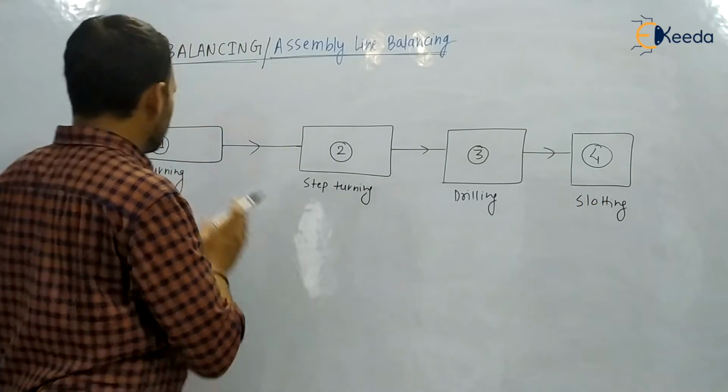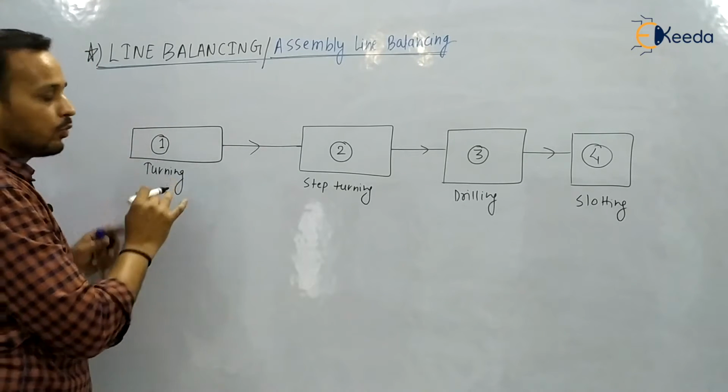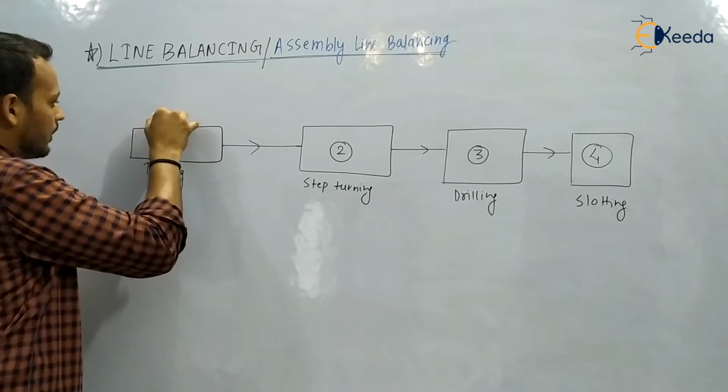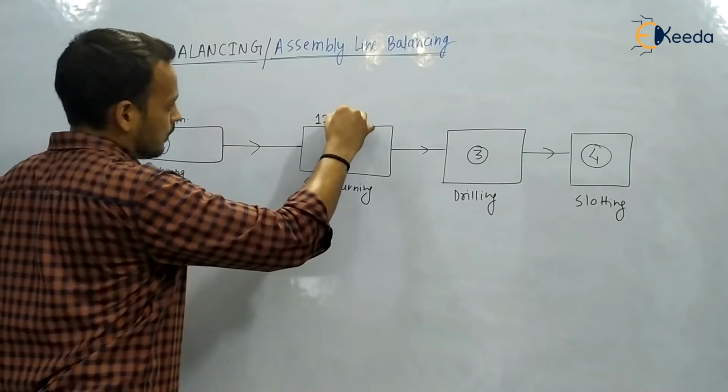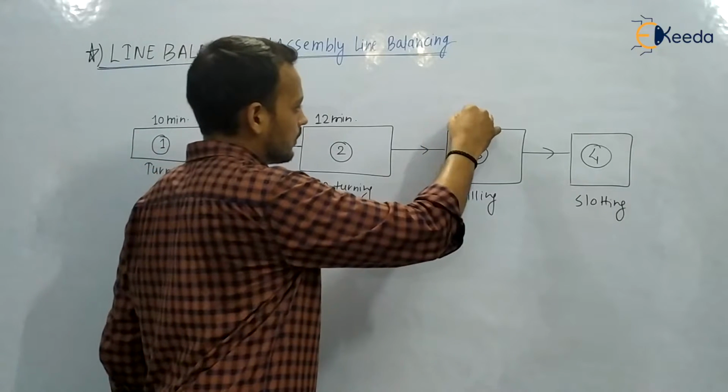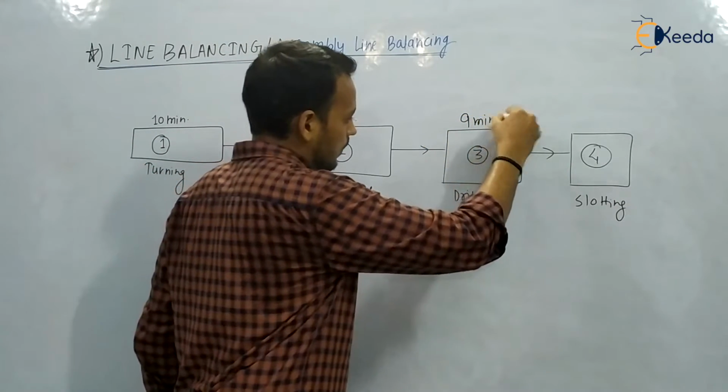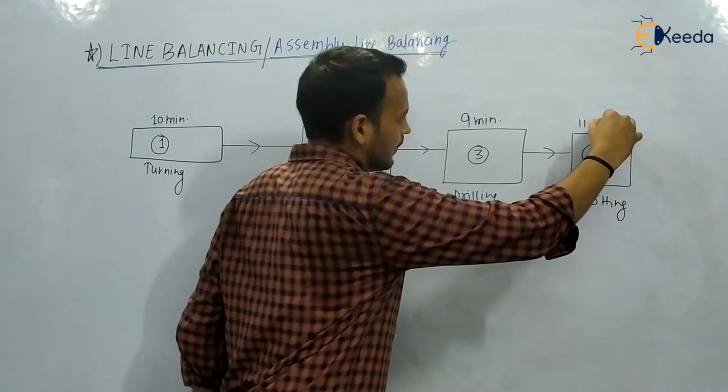And suppose each operation will take a definite time. Suppose the turning operation takes 10 minutes, the step turning operation takes 12 minutes, the drilling operation takes 9 minutes, and the slotting operation takes 11 minutes. It can be anything.